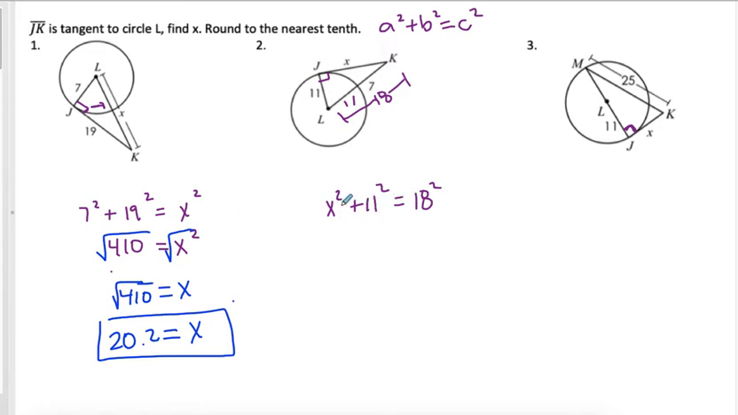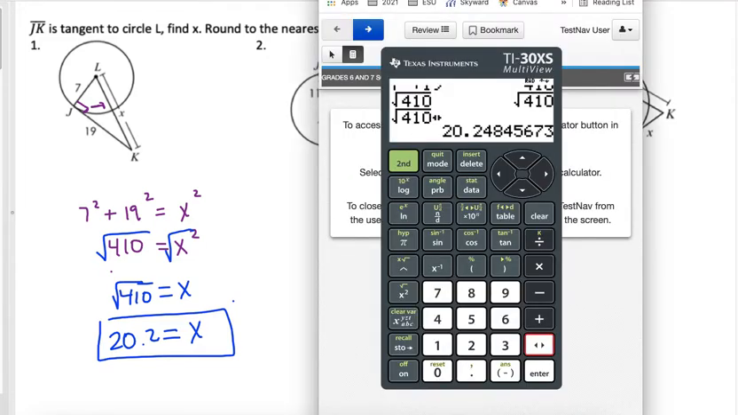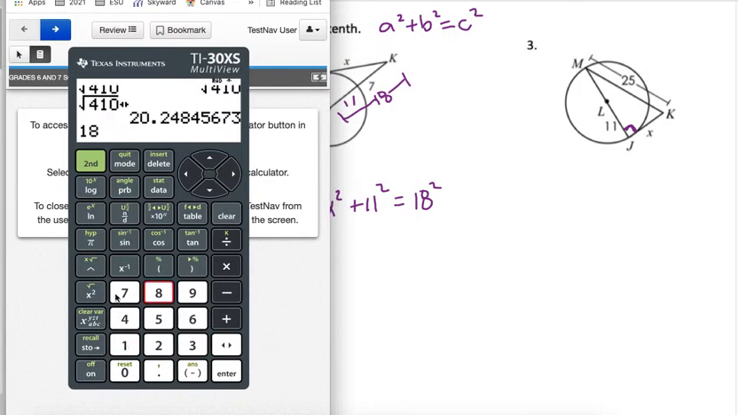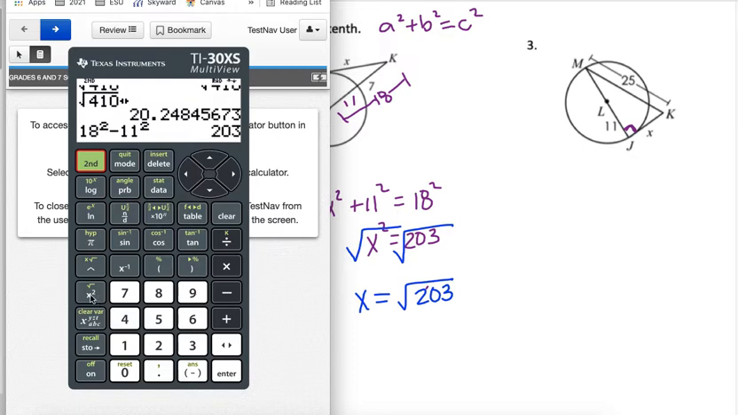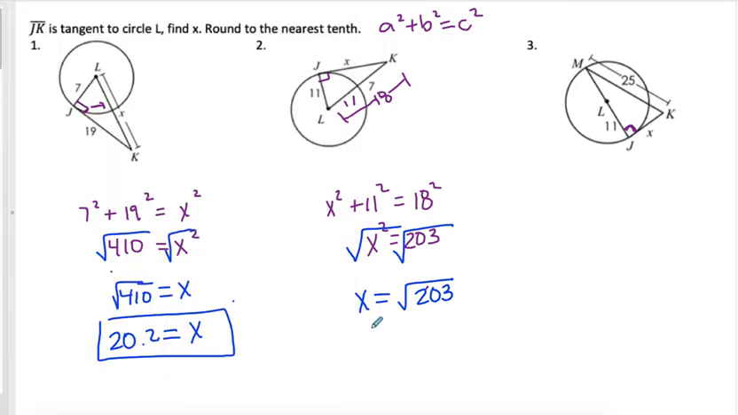All right, so now that x squared is one of my parts, a squared here, I need to subtract over the 11 squared to get x squared by itself. So I'm going to take 18 squared and subtract over the 11 squared, leaving me with x squared equals 203. Square root both sides. Okay, and we're left with square root of 203. Let's see if that simplifies. Square root of 203. All right, we want an approximation, so I'll toggle, and I get 14.2.